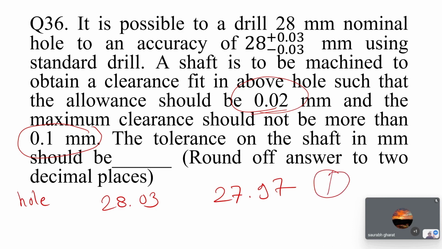So this is your hole dimension, 27.97, and this is your slightly high dimension, 28.03. Since you have a hole, you must have allowance. So you have to design the upper limit of the shaft. How can you design the upper limit of the shaft? It must be as it is, minimum.